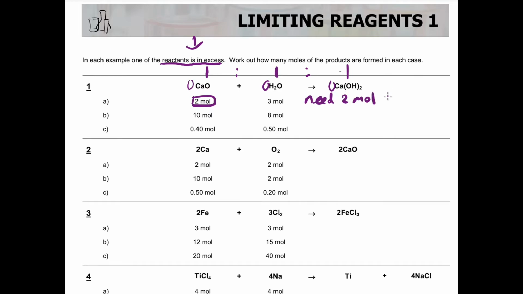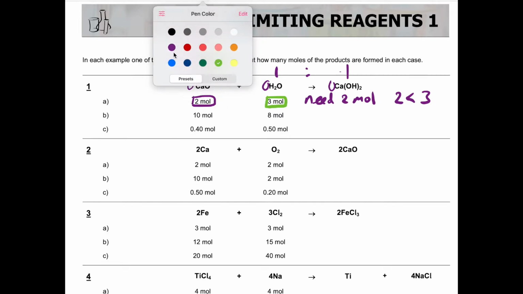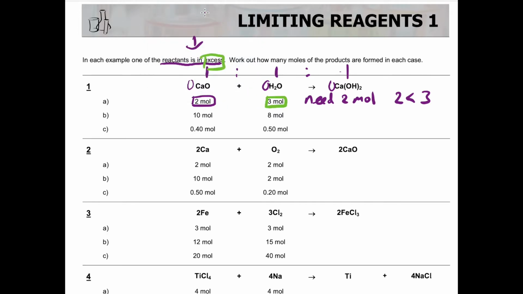And so now step 4, we are comparing the amount that we need to the amount that we have. So 2 is less than 3, and therefore we have more water than we need. And so our substance in excess is our water. It's in excess by 1 mole. So we would have 1 mole of water left over when this reaction was finished.